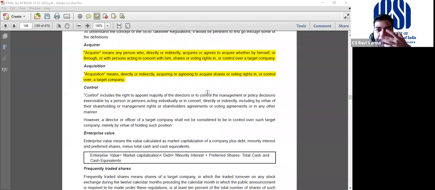So coming back to the acquisition. You all know it's a direct or indirect acquisition of voting rights. So even if the preference shares have accumulated voting rights, that can be treated as an acquisition. Control means policy decision control, management control, or control to appoint the majority of the directors. Say for example, if on the board 6 directors are there, and out of 6, 4 directors can be appointed by the acquirer, this is called control. These are the things you should know. These are the trigger points for takeover.